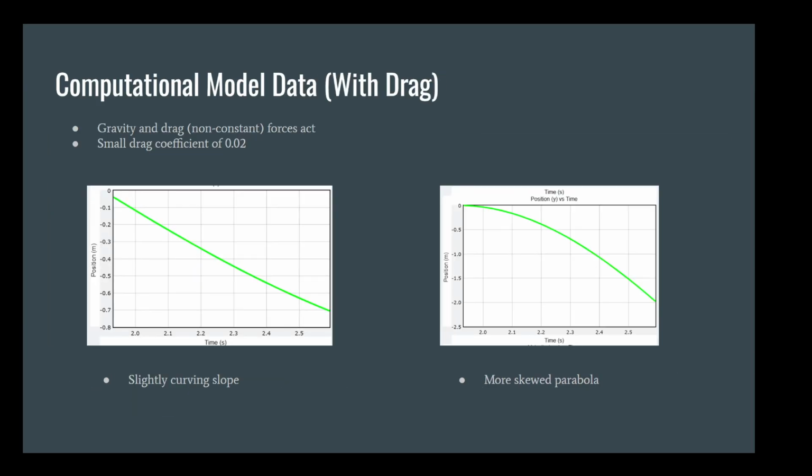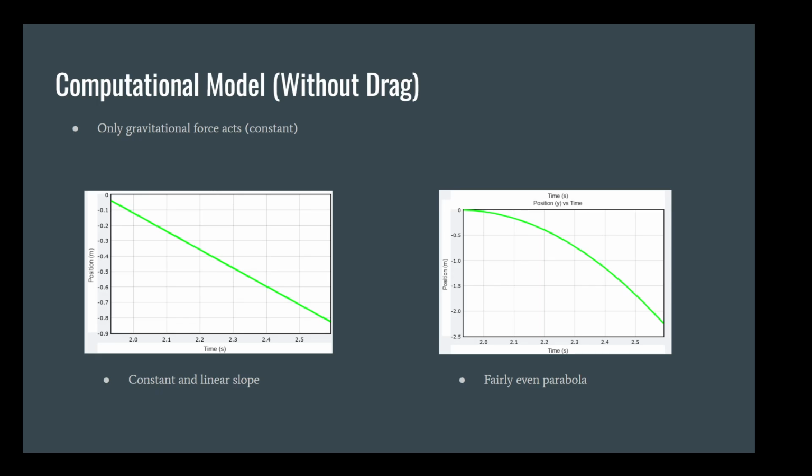For the computational model data that accounted for drag, gravity and drag, which is non-constant, are the only forces that act, and we simulated with a small drag coefficient of 0.02. You can see in the x direction that there's a slightly curving slope, and in the y direction there's a more skewed parabola. In the computational model where we didn't account for drag, in which only gravitational force acts, which is constant, we can see a constant and linear slope in the x direction and a fairly even parabola in the y direction.